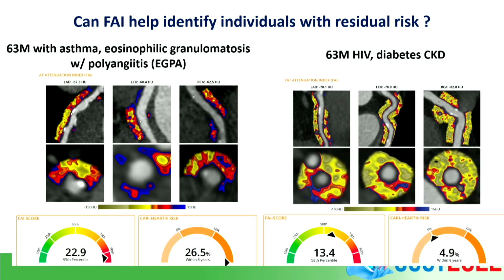And on the other hand, the 63-year-old male with HIV, which certainly is a condition that's associated with inflammation, diabetes, and CKD, for him the Phi score only puts him around the 50th percentile for his age. You can see here around the coronary arteries, the color map is mostly yellow, which is not a high level of inflammation, suggesting that he's actually being appropriately treated. He doesn't have much residual inflammatory risk. So I think it's very telling that we have two individuals, same age, same amount of plaque, one with significantly more inflammation than the other.